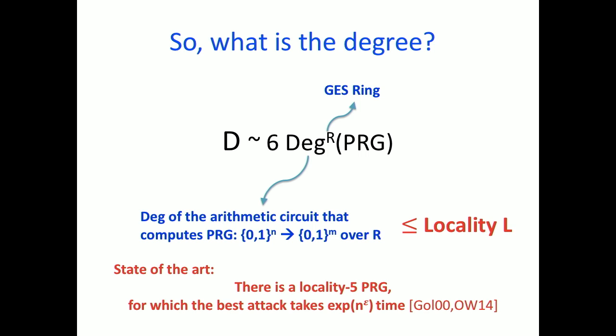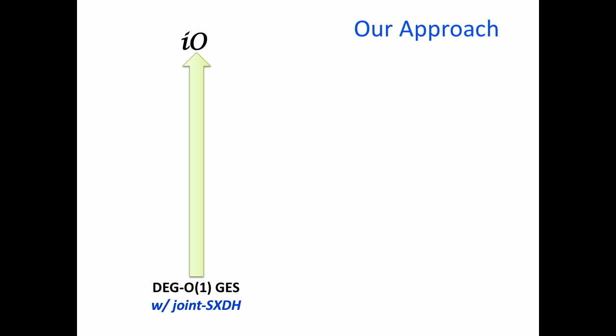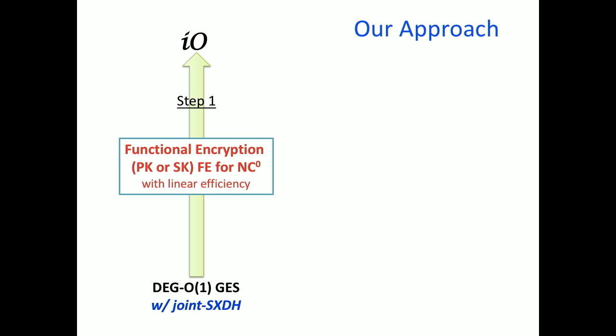All right. Great. So next, I'm going to talk about our approach. How can we construct iO from constant degree graded encodings with just the joint SXDH assumption? Our approach is two steps, just like most iO constructions. The first step is to reduce the task of constructing iO to the task of constructing something simpler. In particular, in this work, we're going to construct functional encryption for NC0 functions. And we will require the functional encryption to have very good efficiency, which I call linear efficiency.